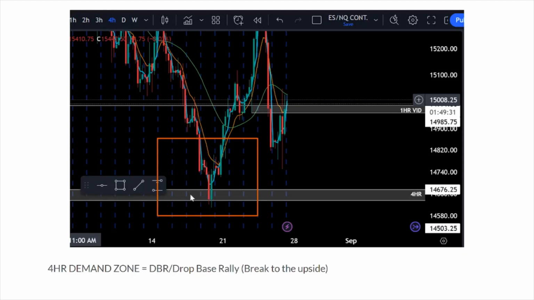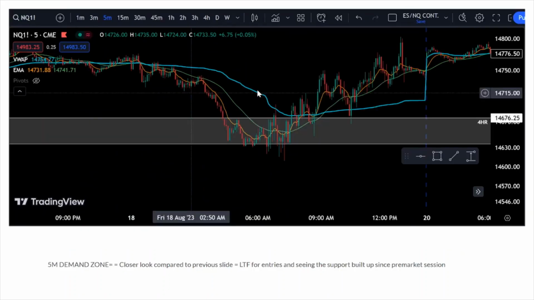So on this specific example here, you can see we have a drop-base-rally. So we have a drop, right? We based out a little bit in the 4-hour demand zone, consolidated in the demand zone, and then we eventually rallied out of it. So we're breaking back up to the upside. And then going into a smaller time frame, of course, to show you intraday how it looks.